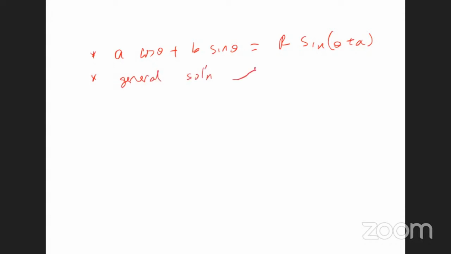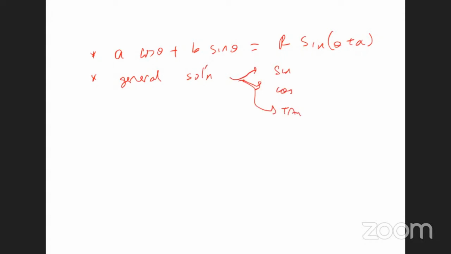Last day, if you remember, we started to look at converting a trig expression like A cos theta plus B sine theta into the form R sine(theta plus alpha). And we also took a look at something called the general solution. So we learned to find the general solution for sine, for cos, and for tan. That's how we stopped last day.